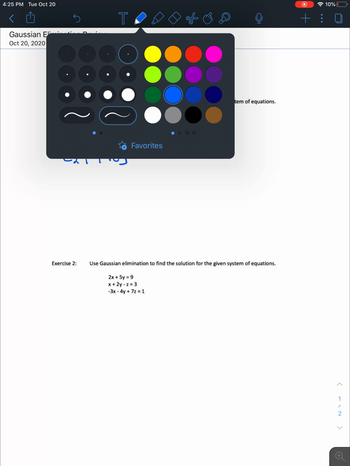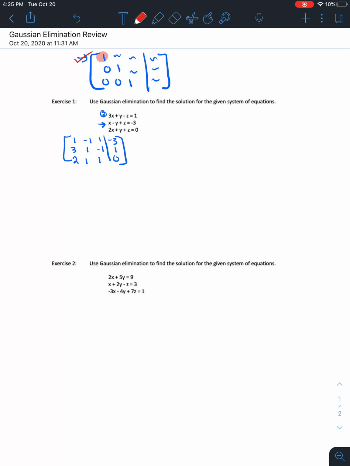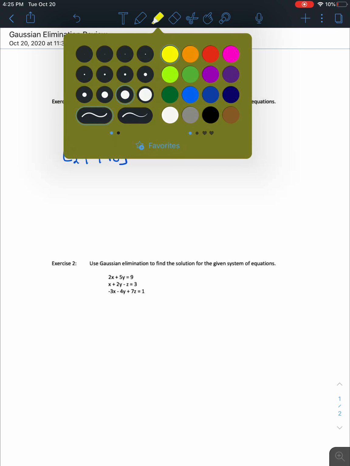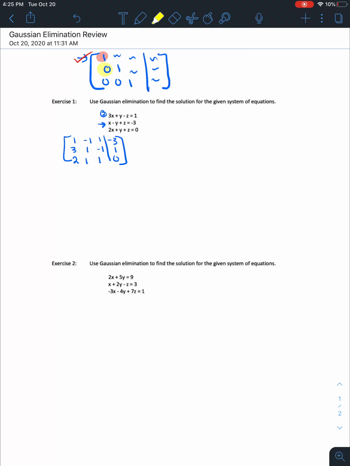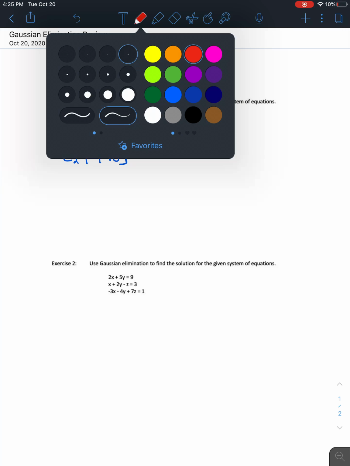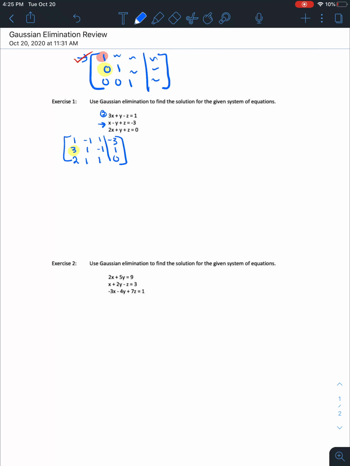So the first thing I want to do, I have this 1 taken care of, so we're good here. Check. The next thing I need is for this number to be a 0. So the 3 needs to become a 0.